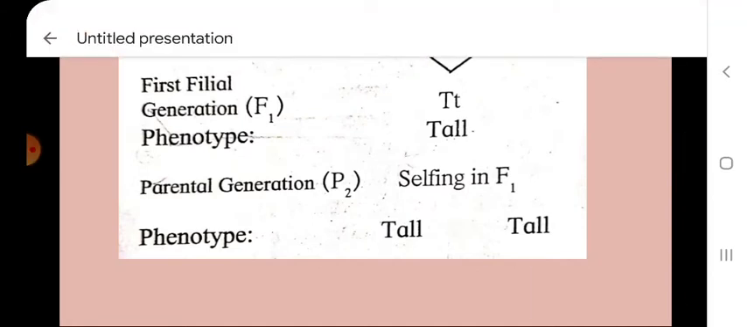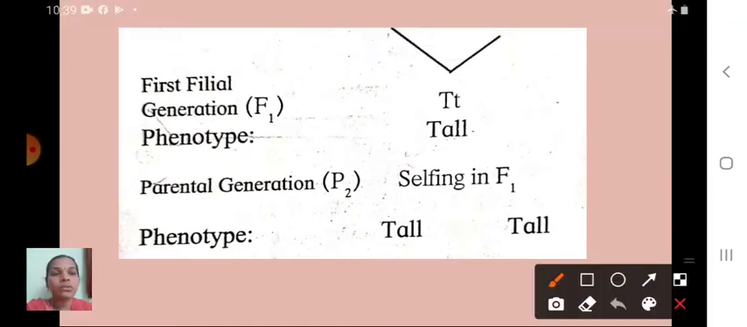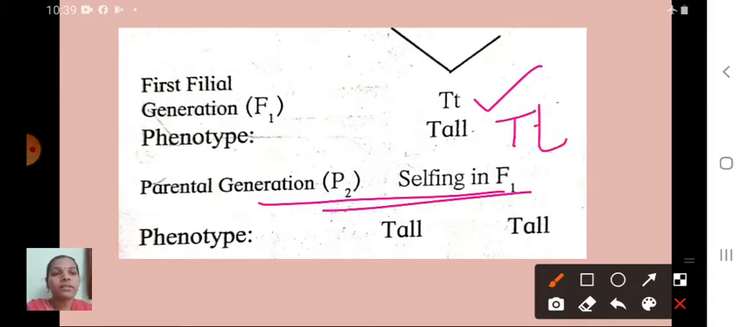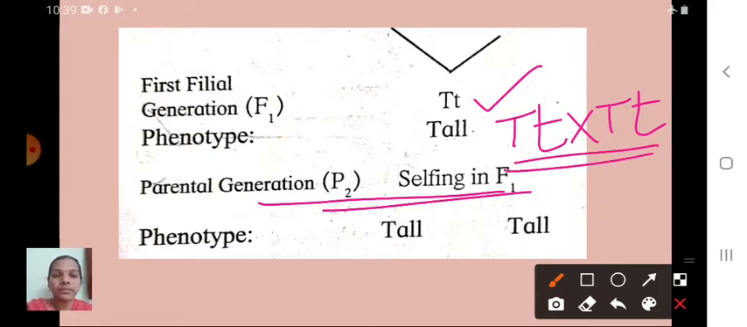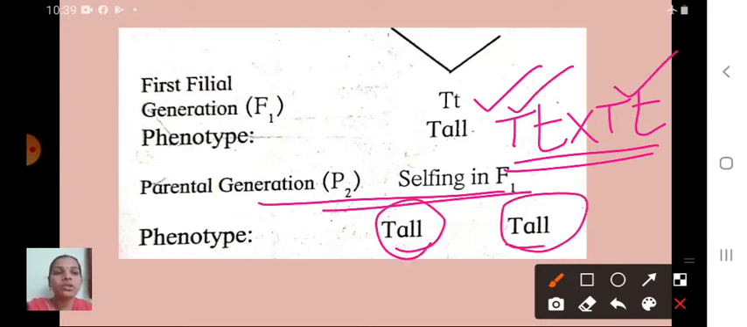See here, the first filial generation, that is F1, is what? This one, and again here this is a parent. Selfing in F1. So see here, children, this is a tall plant crossed with a tall plant of the F1 generation. So this is now what? Parent. Understood now? So what is the phenotype of this one? Yes, tall, and this is what? Tall. Genotype is this one, phenotype is this one.